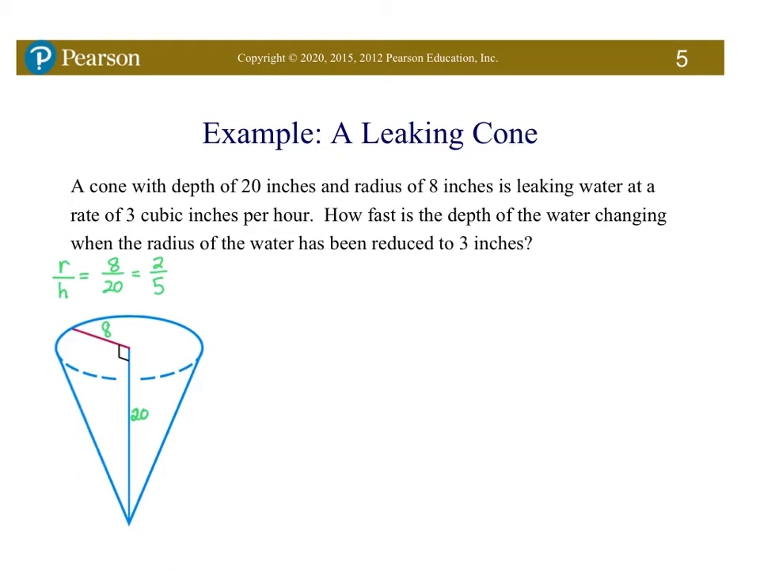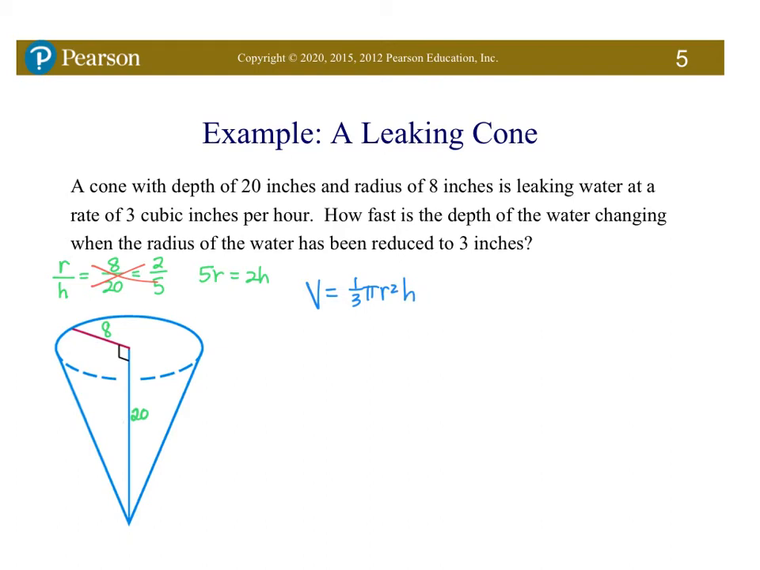If I cross multiply that ratio, that would give me 5r equals 2h. And so I could use that relationship to help me simplify this question. All right, this cone is filled with water but leaking. And so again, we're going to avoid numbers right away, and we're just going to start with how you express the volume of a cone geometrically. So that would be 1/3 pi r squared h.